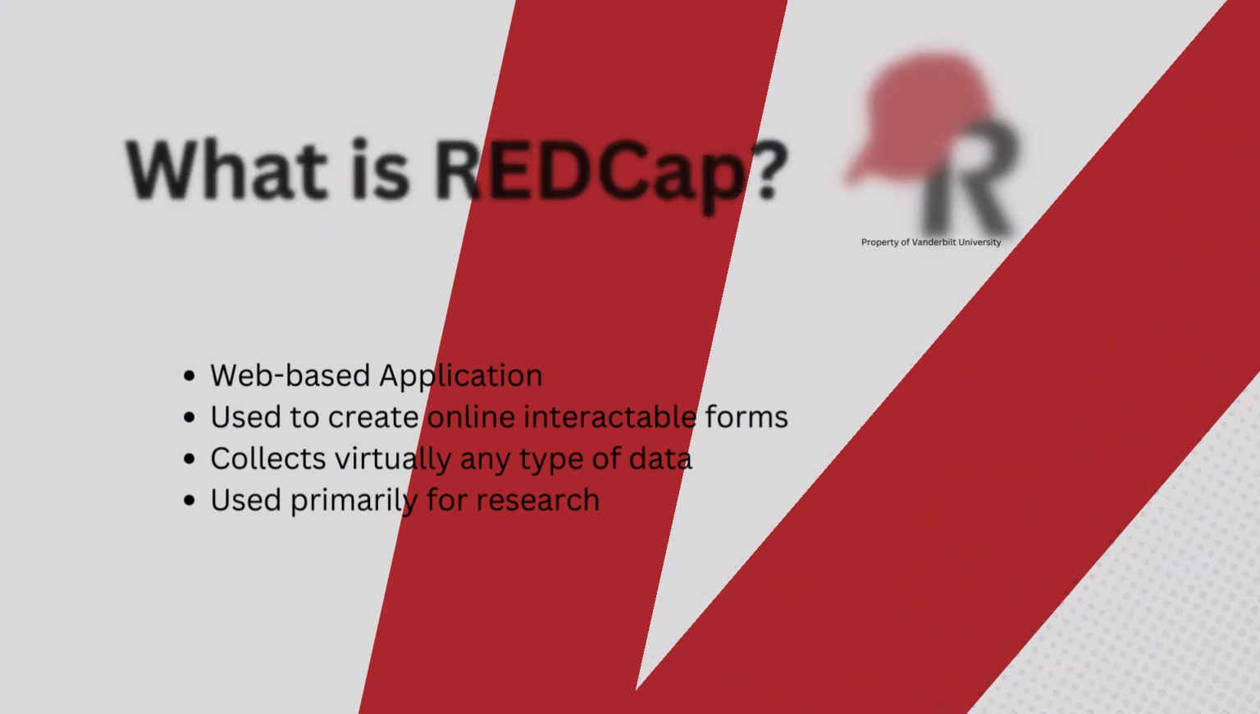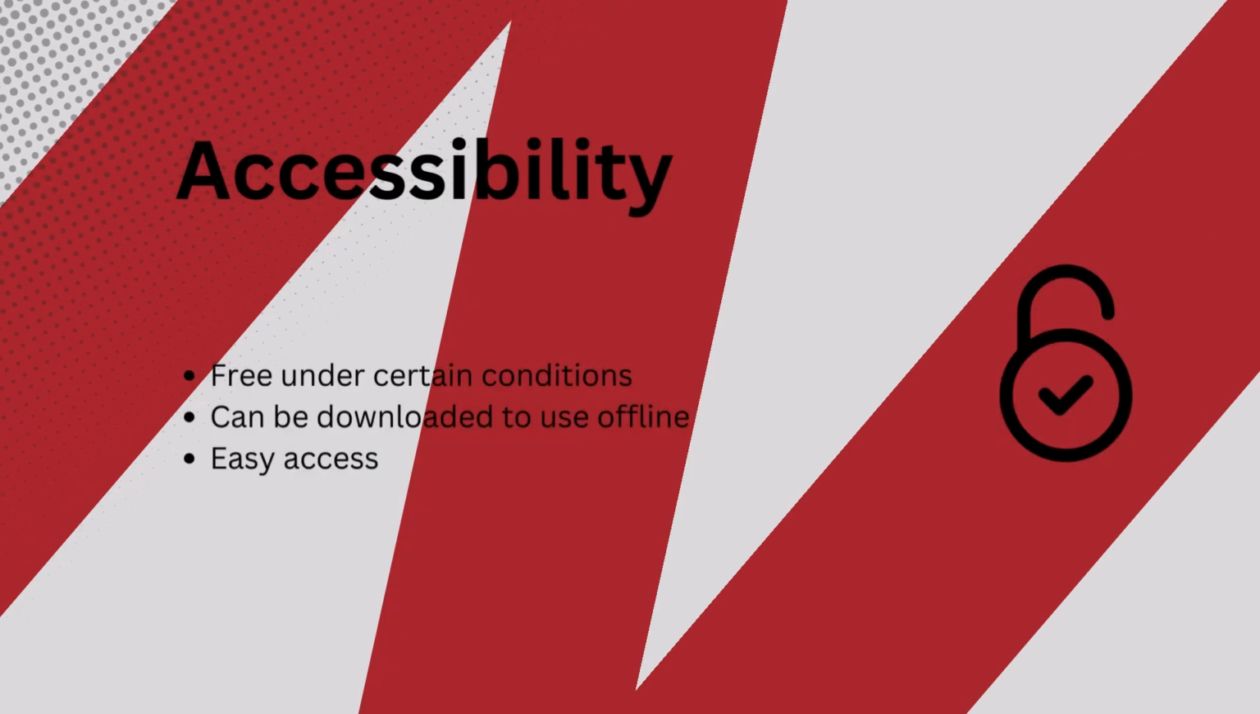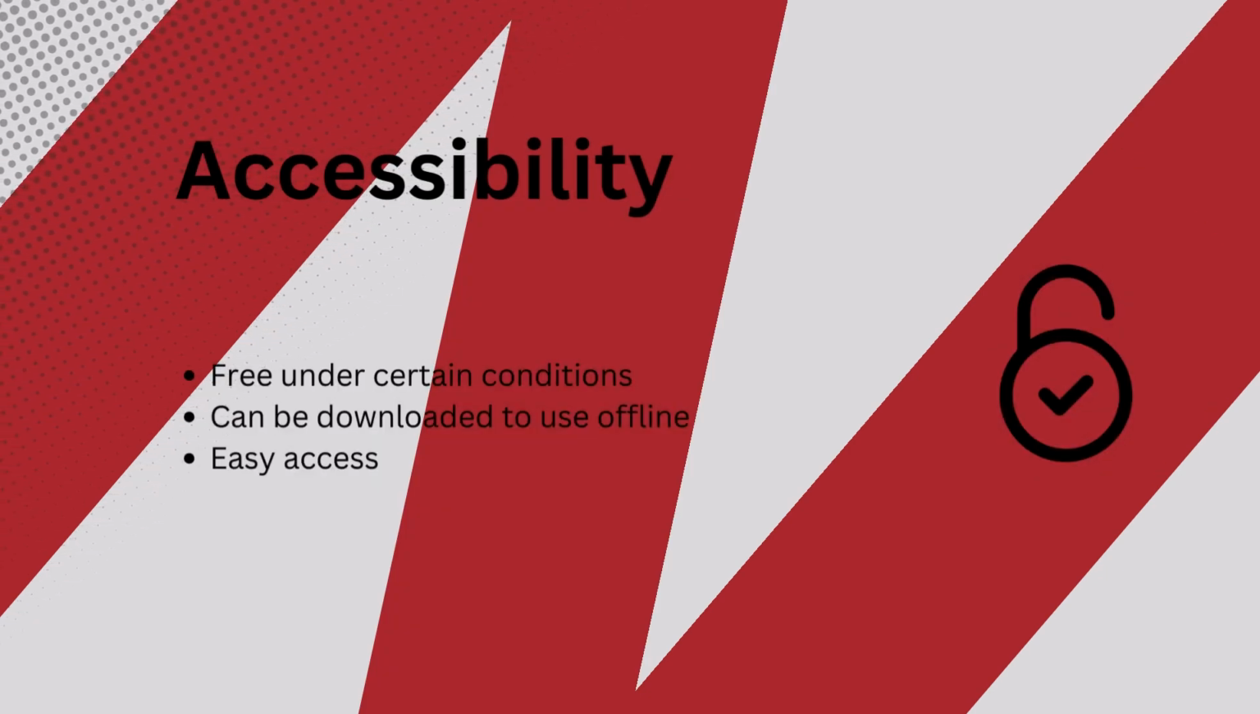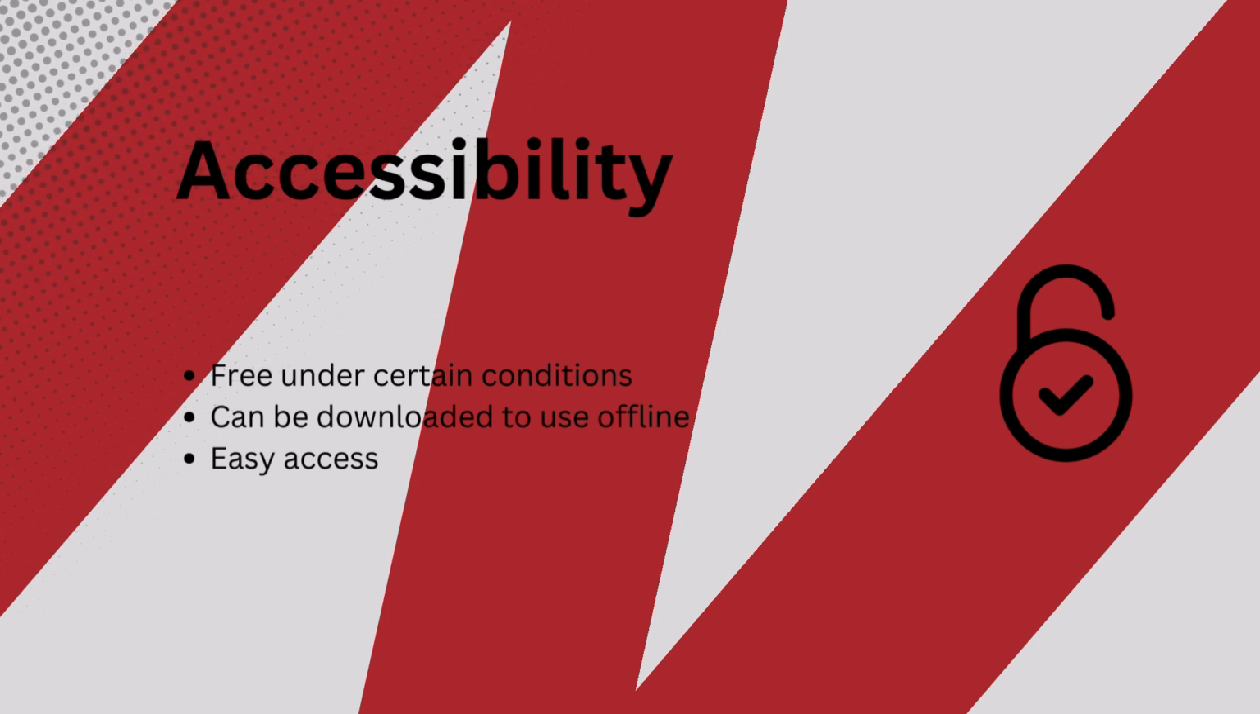So then, how do we access REDCap, right? Well, it's actually free under certain conditions. So if you are an employee or a student of an educational institution, it's absolutely free for you as long as your institution is partnered with REDCap already. And if that's the case, it can also be downloaded so that you can use it offline to make it even more accessible. And in that way, people can be accessing your forms while you're offline, right? And then whenever you gain online connectivity again, you can access the different information that you've already collected that way. And then because of that, it's incredibly easy to access.